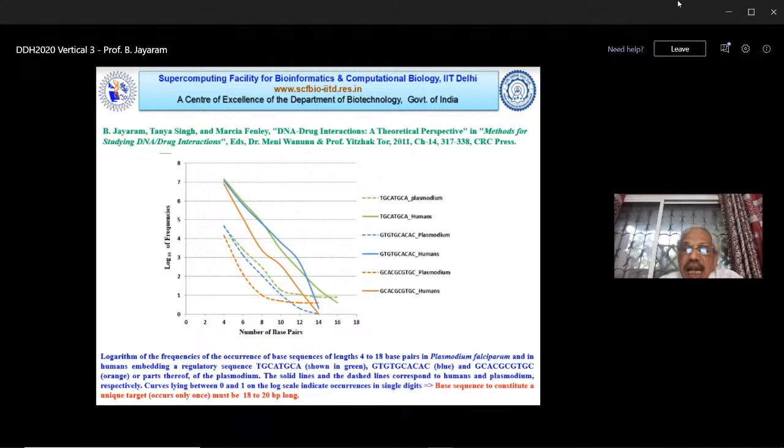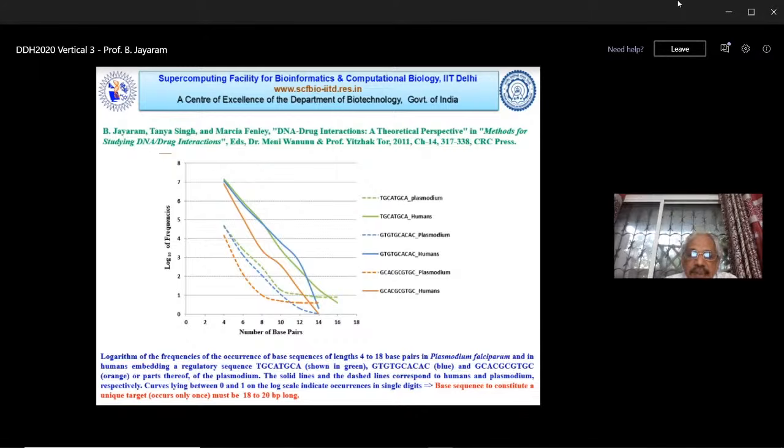So when does it not occur? You're looking for a DNA target that exists in the pathogen but does not exist in humans, so that there are no side effects. Now you find that if you take a sequence and start scanning and comparing it with the human genome, eventually, if you go beyond 18 base pairs, the target starts to become unique.